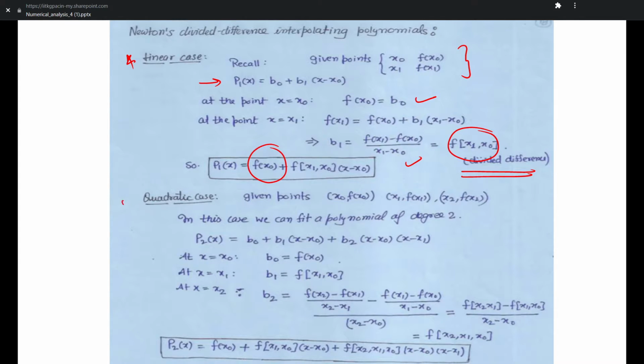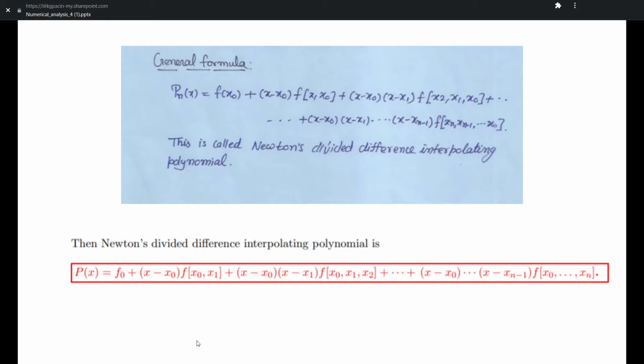Now let us consider the quadratic case. For the quadratic case, we are given three data sets, and when we substitute these three data sets, we can obtain the values of b0, b1 and b2. From the expression of b2, it is clear that it is nothing but the second divided difference. So all we have to do is substitute this term here, this term here and this term here. So we finally obtain a quadratic interpolating polynomial. Similarly, we can generate a general formula for Newton's divided difference interpolating polynomial. So this is how the general formula would look.